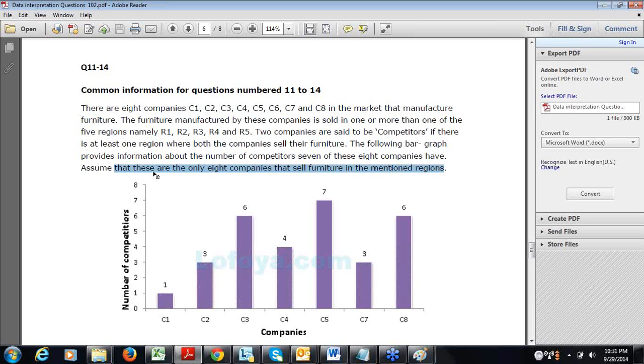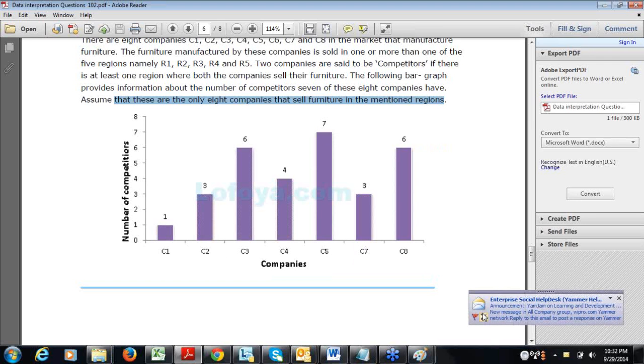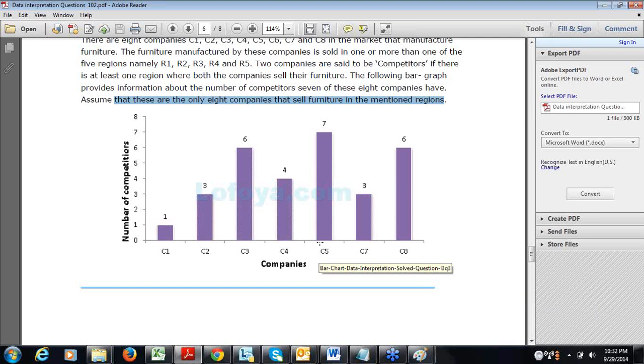So this is the number of competitors for each of the companies. C5 is showing that it has 7 competitors, that means everybody is a competitor for C5. C1 has only one competitor. That means C1's only competitor is C5. Got it, everybody?